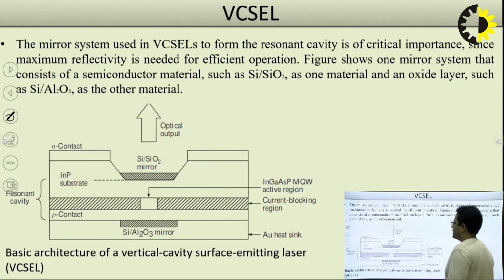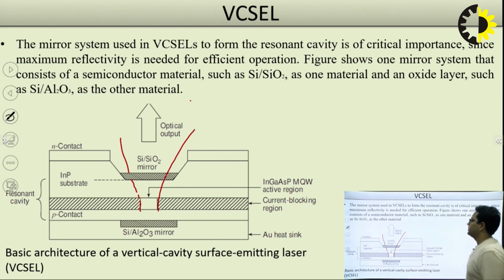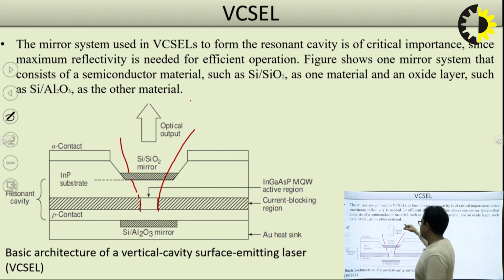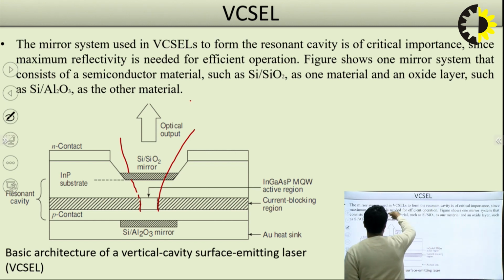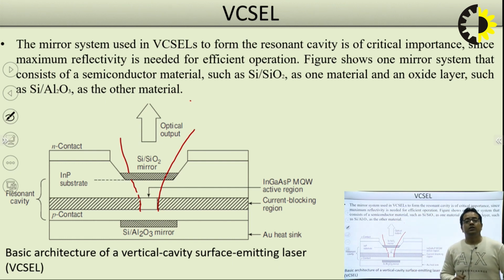Now this is the figure for the vertical cavity surface emitting laser diode. As one can see from the figure, light is emitted perpendicular to the surface of the semiconductor. So with this we can efficiently couple the output light into a cable, which is the optical fiber.